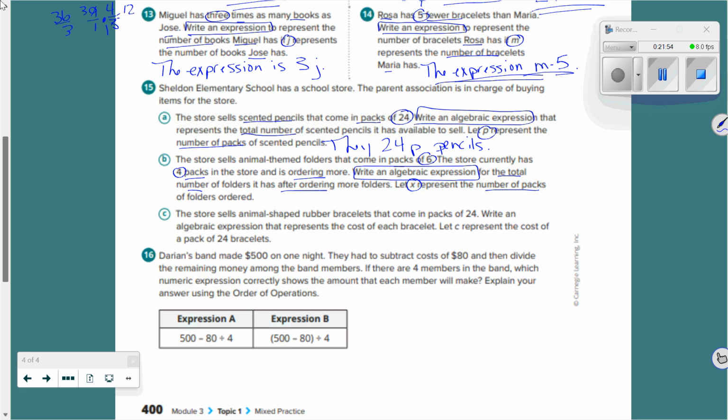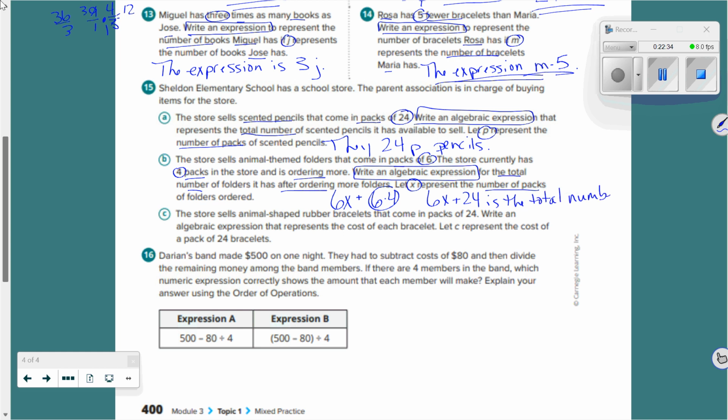So I'm doing the number of packs, meaning I ordered x more packs. Each is a pack of 6, so it's going to be 6 times the number that they order. But they already have 4 packs of 6 on hand, meaning I need to go ahead and simplify this. So 6x plus 24 is the total number of folders.